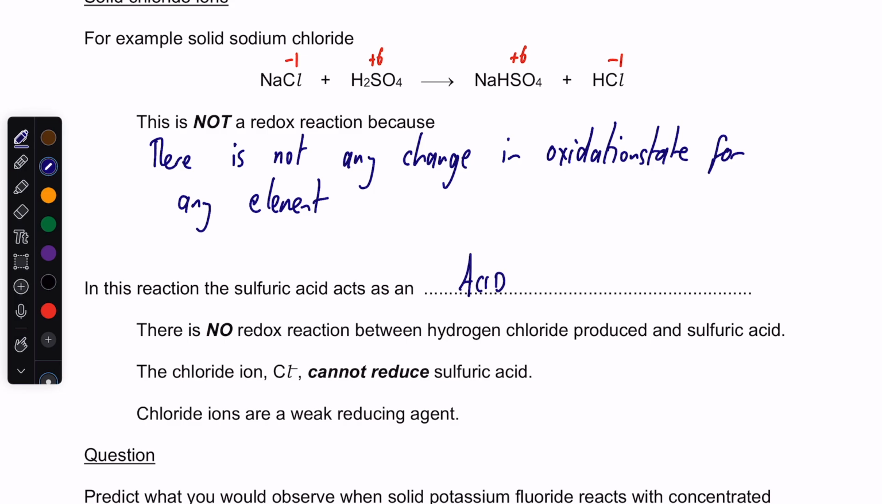And in this reaction, the sulfuric acid is acting as an acid, and an acid is a proton donor. So we can think of the sulfuric acid as donating a proton, and the sodium chloride, or the chloride, as a proton acceptor in this reaction.